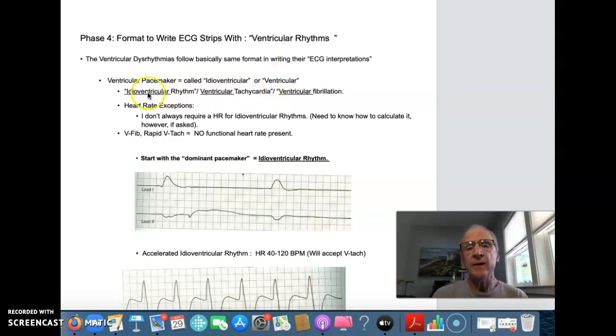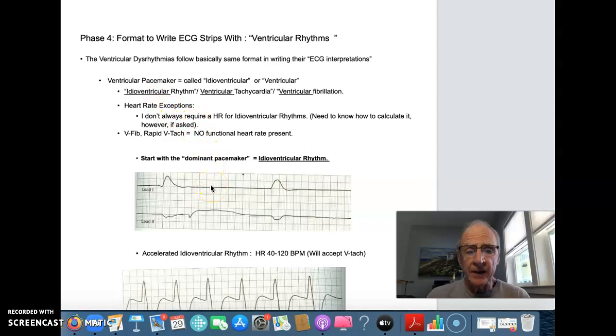Some examples would be idioventricular rhythm, which is a very slow rhythm, or ventricular tachycardia or ventricular fibrillation, some of the faster rhythms. The heart rate has some exceptions, not so much on how you find them. You find them the same way, but what's required in my class when you have some of these ventricular dysrhythmias, I don't always require a heart rate in your answer to get full credit, especially with the ventricular tachycardias and even the idioventricular rhythm, which is very slow.